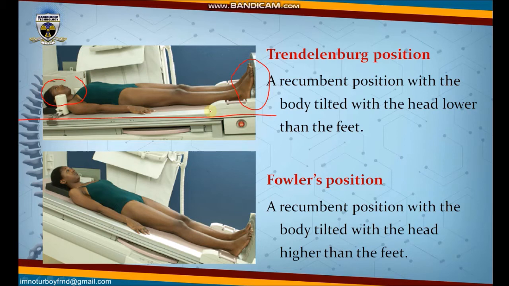It is particularly useful in patients with gastroesophageal reflux disease, in which during this positioning, when the table is tilted, the contrast media will flow, and if the patient has the gastroesophageal reflux disease condition, it will be evaluated. And then next we have the Fowler's position. Basically opposite of Trendelenburg, the head is higher than the feet. So Fowler's position is a recumbent position with the body tilted and the head higher than the feet.